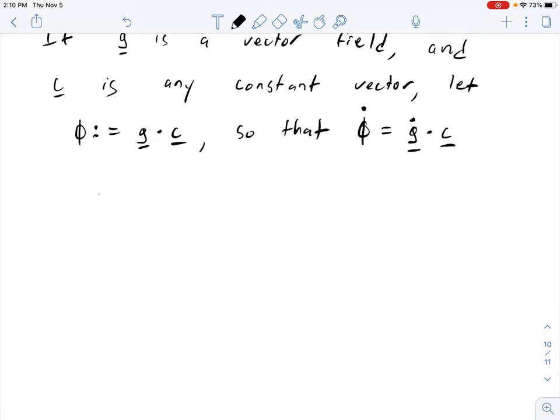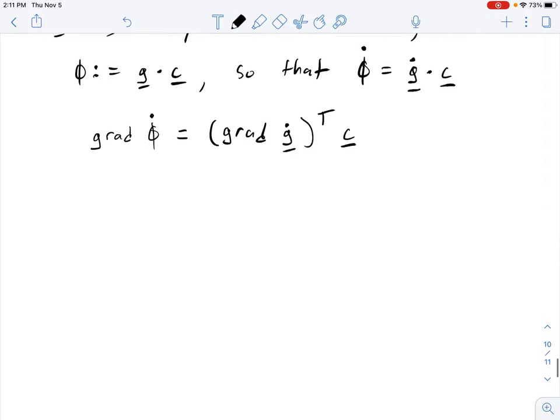All right, well, in that case, the spatial gradient of the material time derivative of phi is equal to grad g dot transpose c. So this is coming from the identity for the gradient of an inner product. We are taking the gradient of this inner product, and then the gradient of c is, of course, zero, so there's only one term remaining. And the gradient of phi is equal to grad G transpose, acting on c by the same logic.